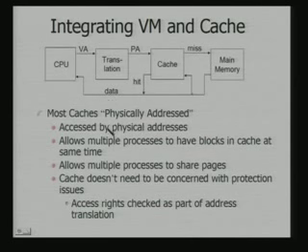So, what we say is that caches are physically addressed. The majority of the caches are really physically addressed. So, you access by physical addresses. It allows multiple processes to have blocks in cache at the same time. It also allows multiple processes to share pages. And the cache does not need to be concerned with protection issues, because these protection issues are taken care of at the level of the translation process itself.